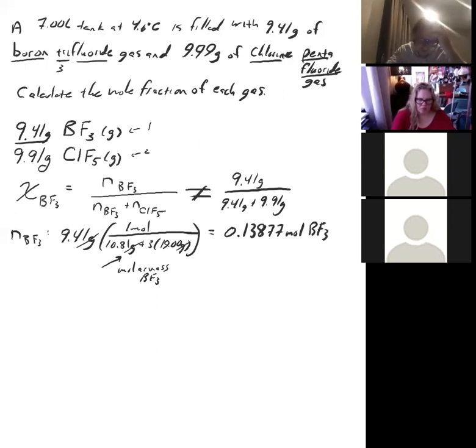So notice for that one, I'm keeping a couple of extra sig figs. If you keep one extra sig fig, that would be fine. The measurements are 3. So if you keep 4 or more, you're fine. And then we'll round at the end.